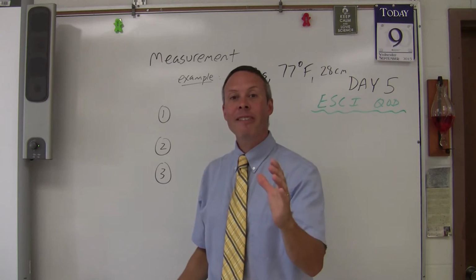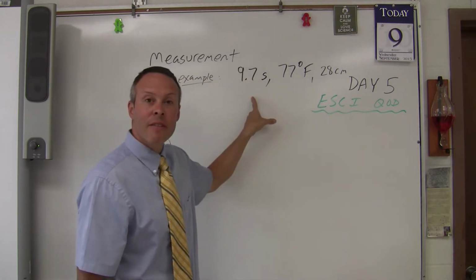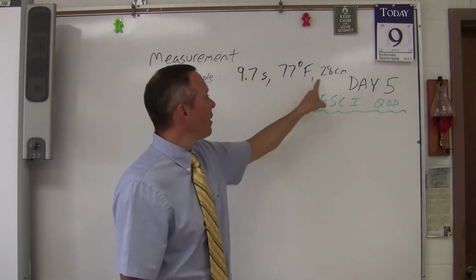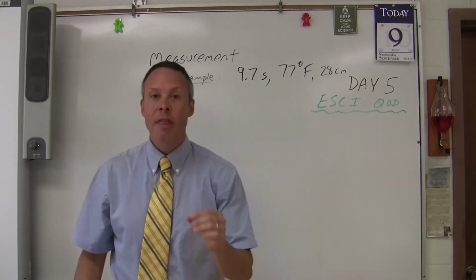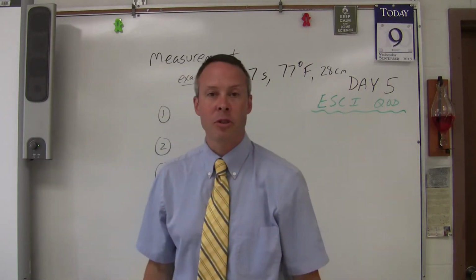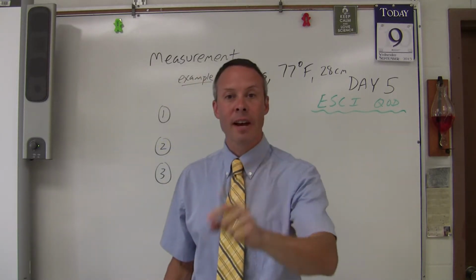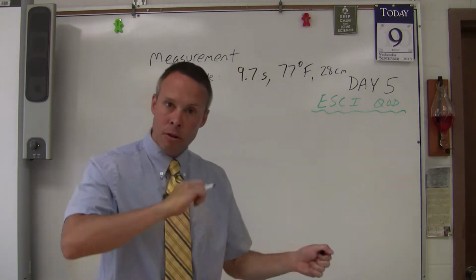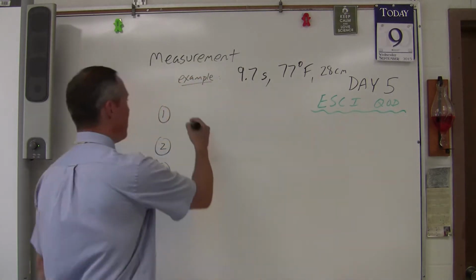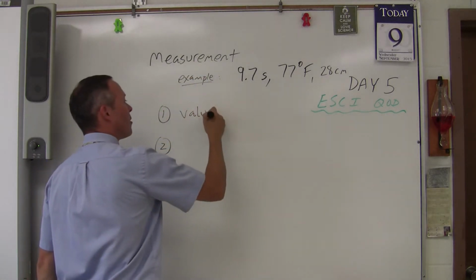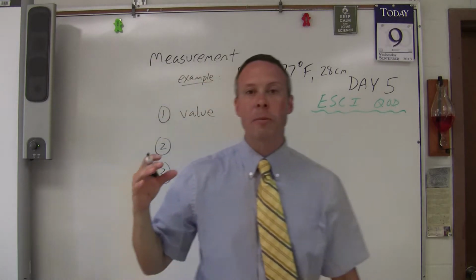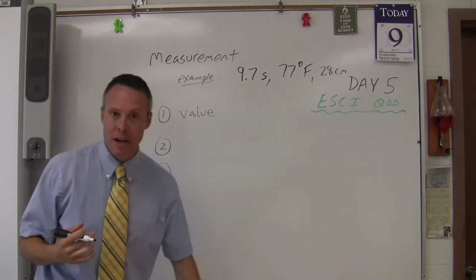So in each example that you've given, 9.7 seconds, 77 degrees Fahrenheit, 28 centimeters, there are parts that every single measurement should have. So what do they have in common? What's one thing that all measurements have in common? Excellent, a number, a value. So every single measurement must have some numerical value, a number.